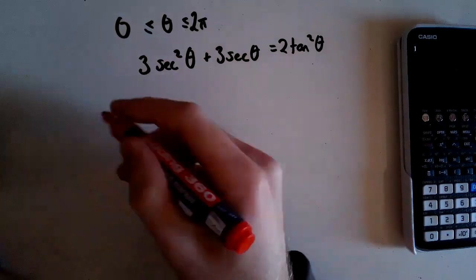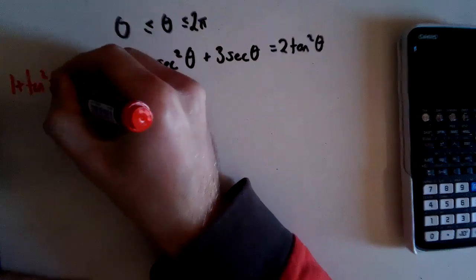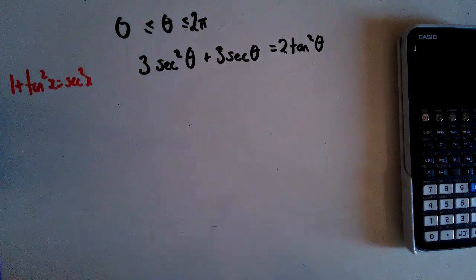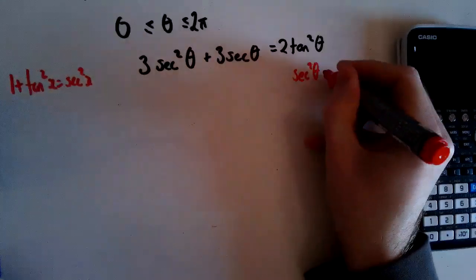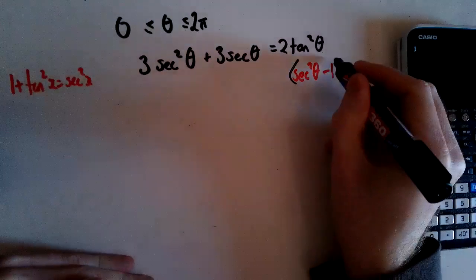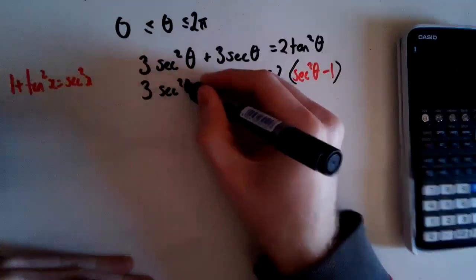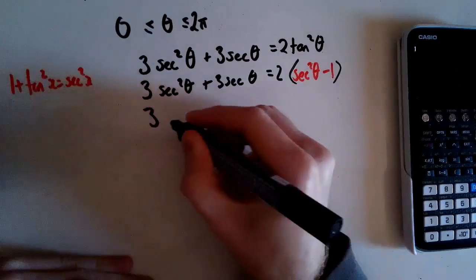So I'm just going to write down the identity over here. So it's 1 plus tan squared x is sec squared x. So to get tan squared, it's just sec squared x minus 1. So sec squared theta minus 1. I'm going to stick that in brackets, times by the 2, and then the left-hand side is going to stay the same. So expand the brackets.